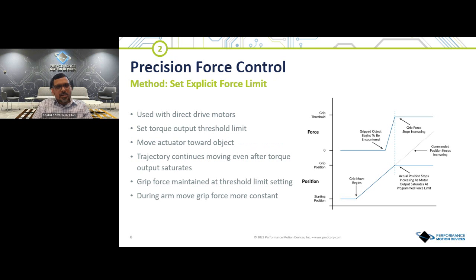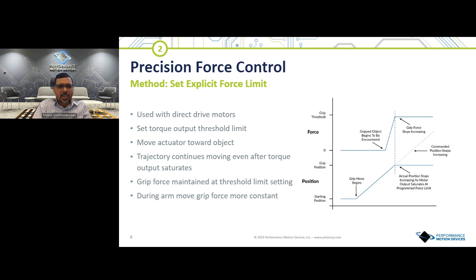The other one is where you set an explicit force limit. So you can set a torque output threshold, and then you move the actuator towards the object. The trajectory continues moving, even after the torque output saturates. So the grip force here is maintained. As you can see, once you reach the actual position, the grip force stops increasing, but you can continue the move. The commanded position can keep increasing.